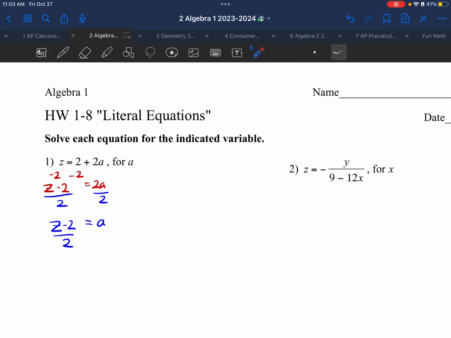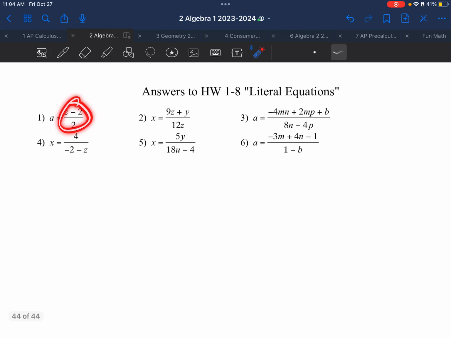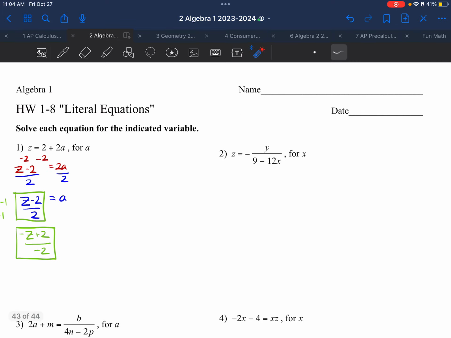Any single time that I have a fraction, I need to be careful on the answer. This will give me full points, but on the answer key, sometimes they love to multiply the top and bottom by -1. If you multiply both the top and bottom by -1, then you could have a negative z plus 2 all over a -2. Either one of these two will give you the correct answer and full points on the test. I'm just curious what the answer key did on the back. So let's see, I have a z minus 2 over 2. The answer key has z minus 2 over 2, so they did not multiply by -1 in that case.